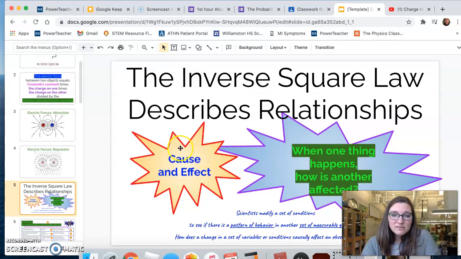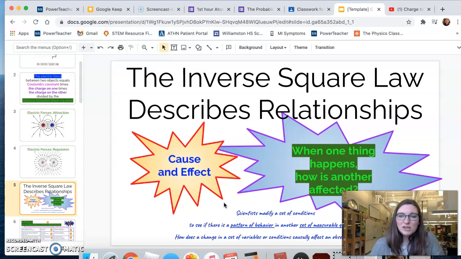It describes cause and effect, and it's talking about when one thing happens, how is another affected? When we're talking about inverse and direct relationships, what we're looking at is scientists modifying a set of conditions to see if there's a pattern of behavior in another set of measurable quantities. This is true whether it's biology, math, or sociology. This is something that you can see in multiple fields. It's just a way of describing relationships.